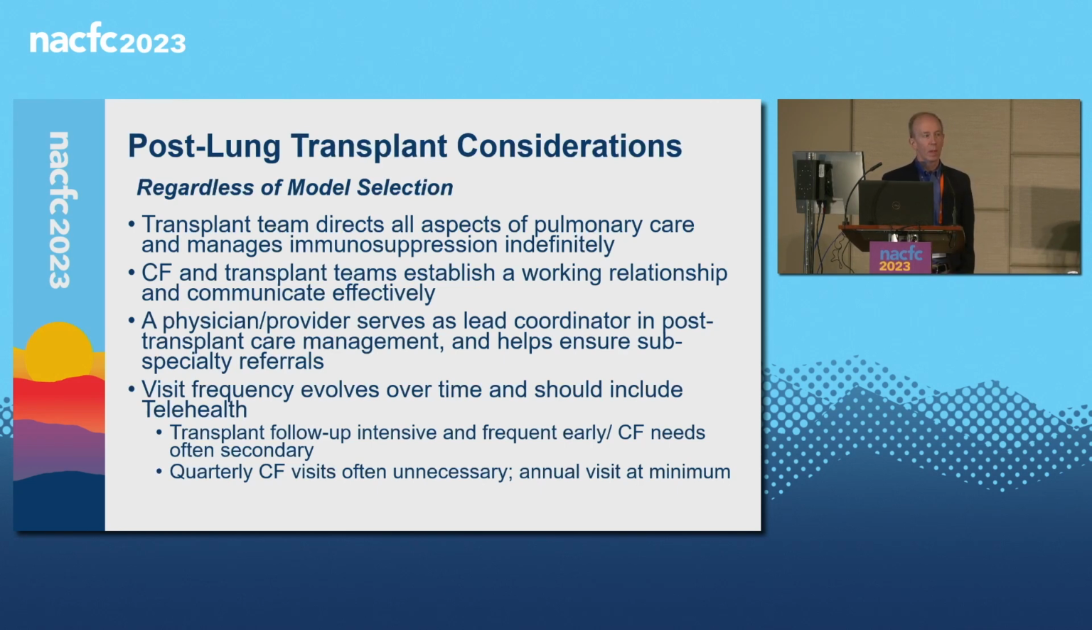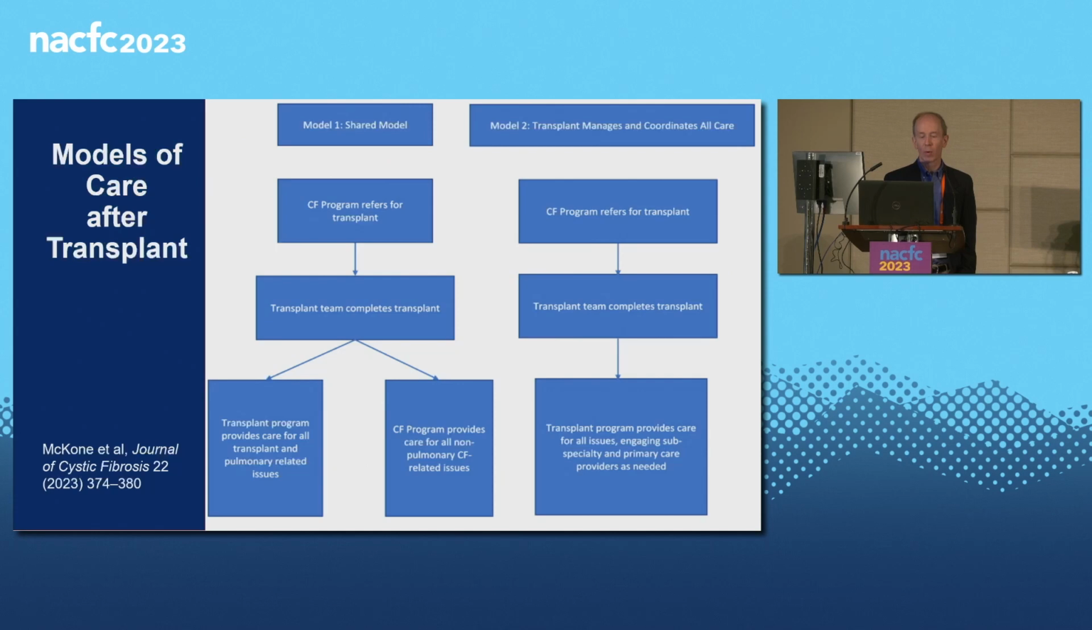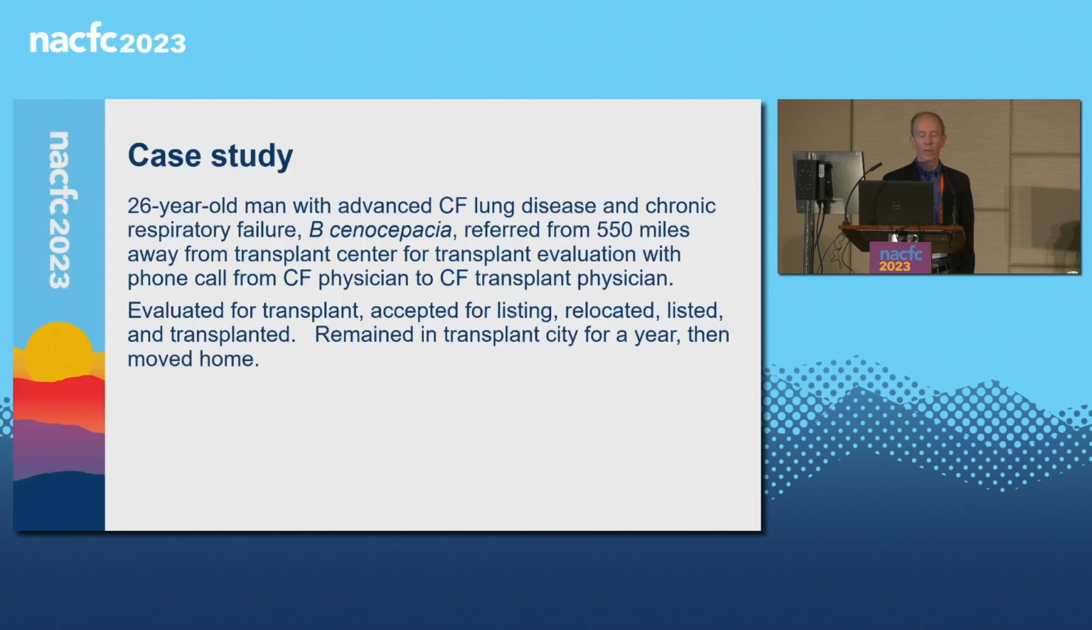But at minimum, patients should be seen by their CF center on an annual basis to ensure there are no gaps in non-pulmonary issues. So the committee derived 2 models of care, and these are outlined here. The one on the left is a shared care model. The one on the right is a more consolidated model where the transplant center manages and coordinates all aspects of care. So we're going to break these down a little bit.